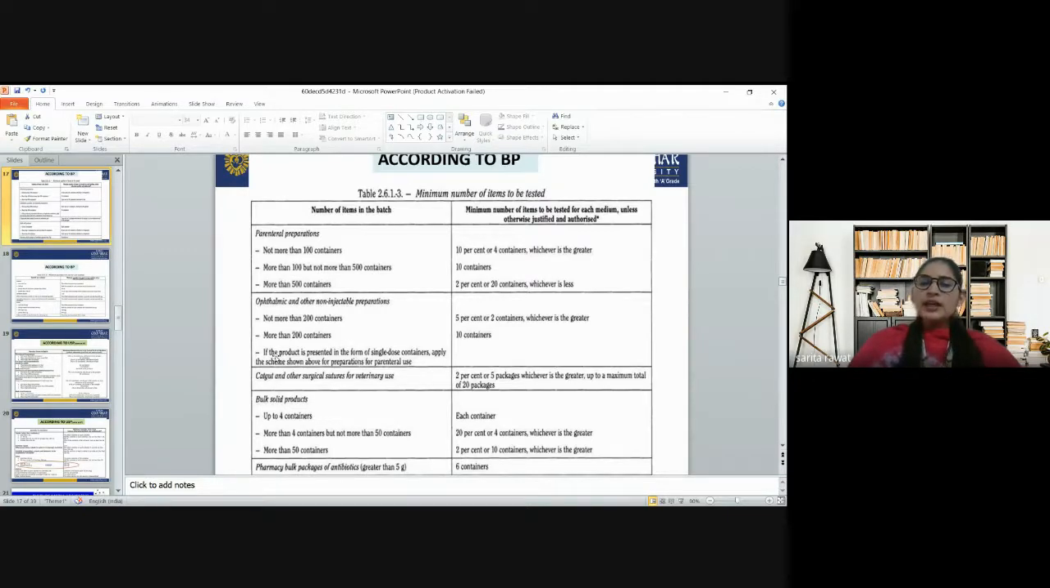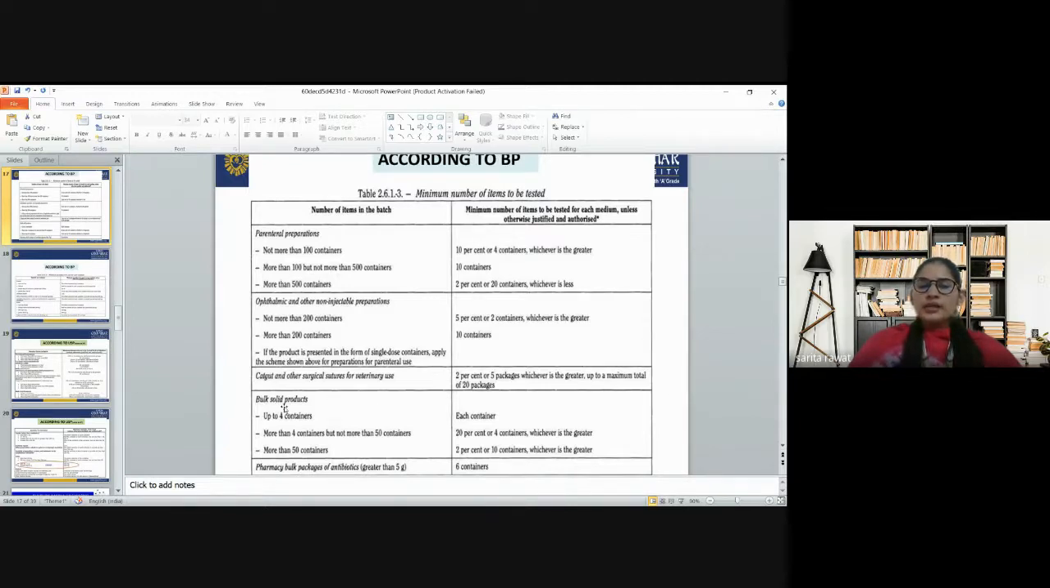If the product is presented in the form of a single dose container, apply the same as shown above for the preparation for parenteral use. And for catgut and other surgical sutures for veterinary use, we have to take 2% or 5 packages, whichever is greater, but up to a maximum total of 20 packages.